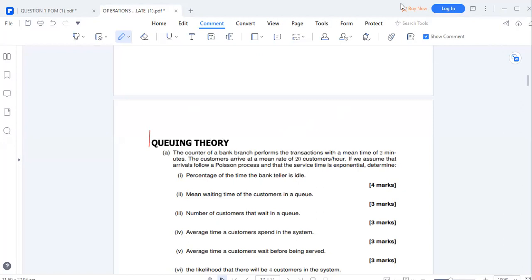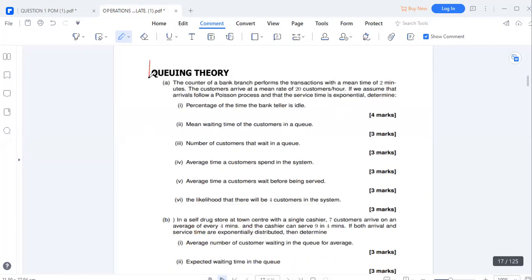Okay, we are now looking at one of the topics in operation research. The topic is called queuing theory, one of the independent topics. There are only about 6 topics in OR. The first one is LP, linear programming. Then the other one is transportation.